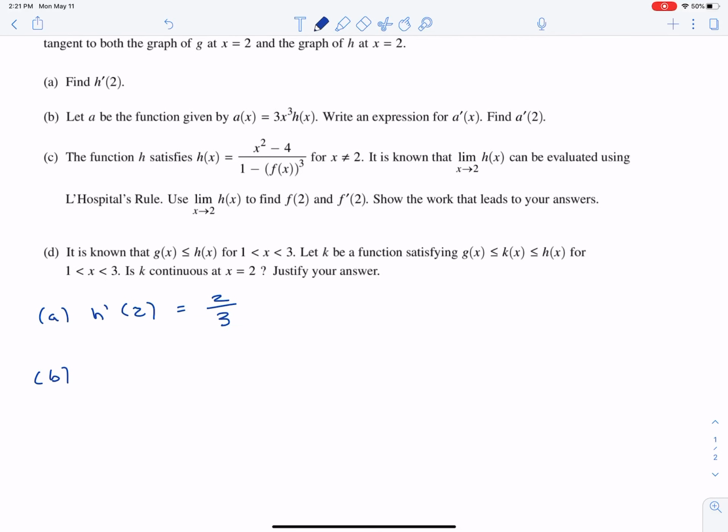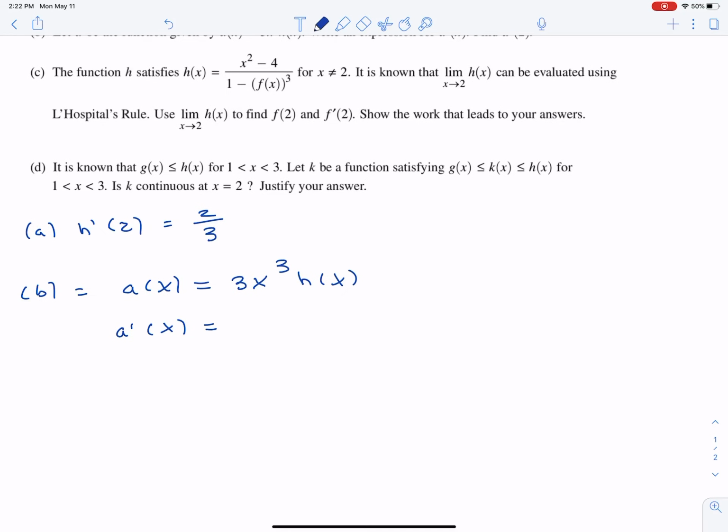So let's look at the next one. Nothing that we haven't done before. We have this function that we define as a of x equaling 3x cubed h of x. And we're asked to find a prime of x. So let's start with that, a prime of x. This is a product rule, right? We have 3x cubed as one function, h of x as a second. So we get 3 times 3 is 9, so this is 9x squared h of x, plus 3x cubed h prime of x. So I use the product rule.